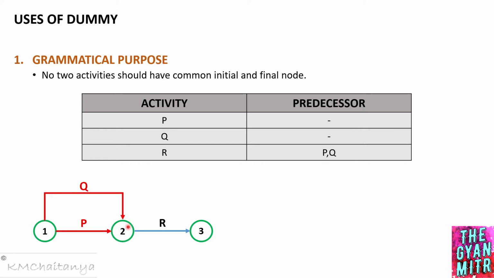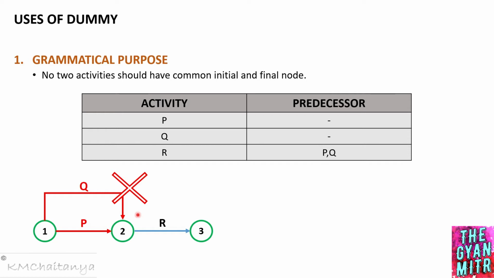We have activity P starting from event 1 and ending at event 2. Similarly, we have activity Q starting from event 1 and ending at event number 2. As per the grammatical purpose, no two activities should have common initial and final node. Here activities P and Q have common initial and final node, so this type of drawing a network diagram is not permissible.